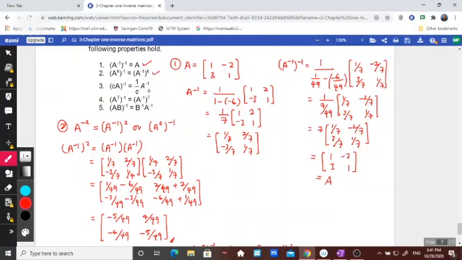Okay, so the next property is, C is a scalar. For example, (C times A) inverse equals 1 over C times A inverse. The example is if we have (2A) inverse, the inverse of 2A, this is equal to 1 over 2 times A inverse, right?